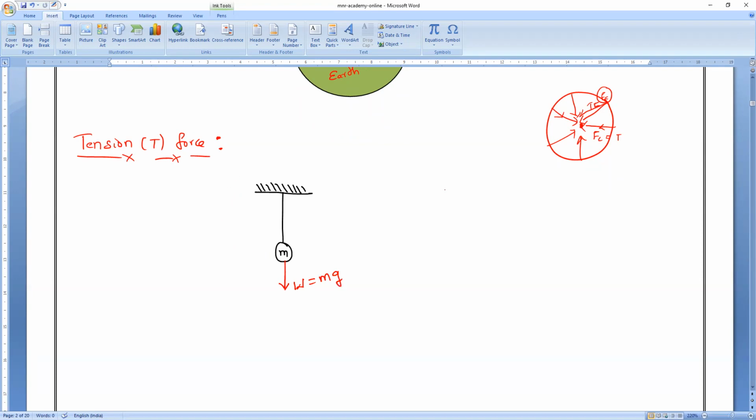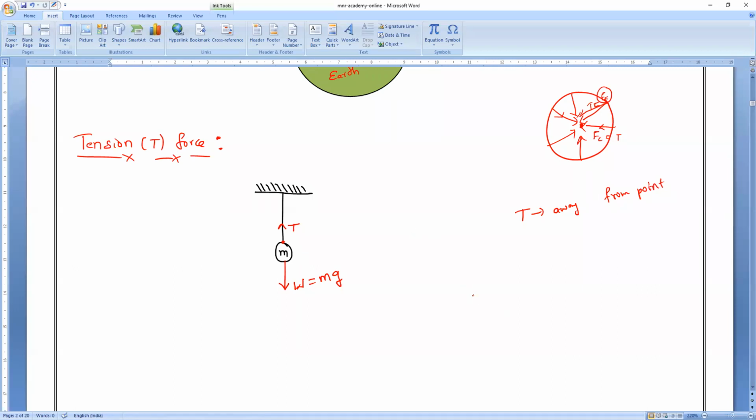Keep in mind, tension we already know. Tension always acts away from the point. So now this is my point here. So the tension will act in this direction, or downward direction, everybody? It will act in the upward direction. Upward. Okay. So that is what you have to remember.